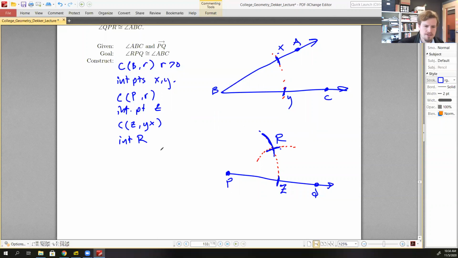And once we have that intersection point, we can construct the ray PR, which gives us a copy of this angle. Excellent. So I'm actually not going to talk about the justifications for this one. That's a homework exercise, or at least one of the exercises for the section. So that's all that we want to talk about for this construction.